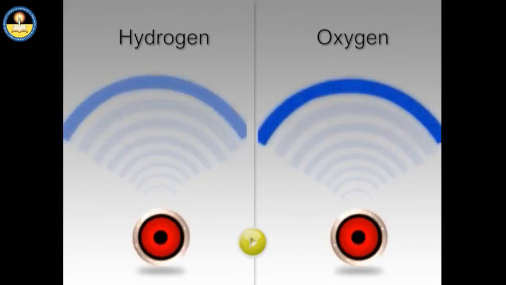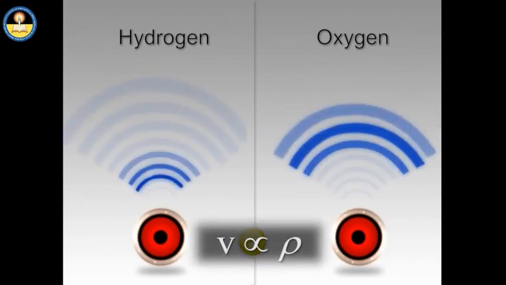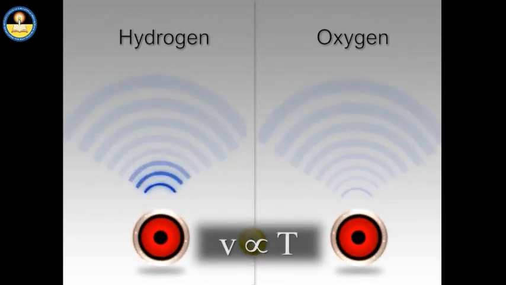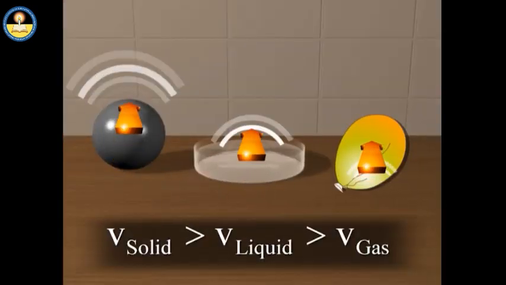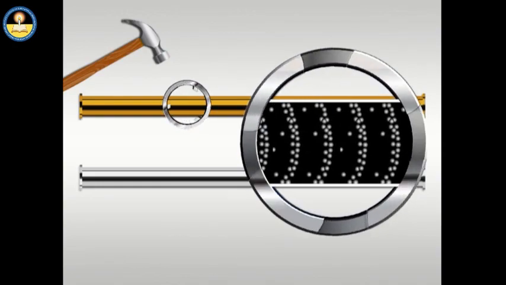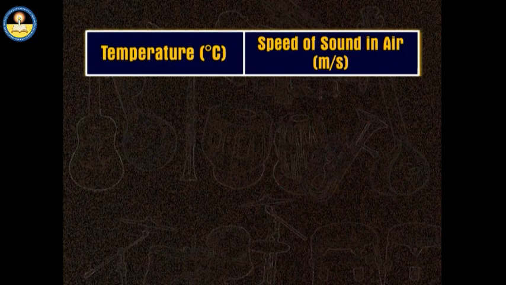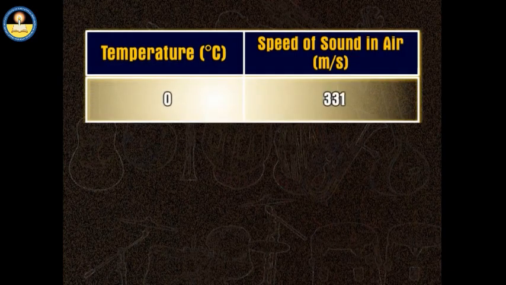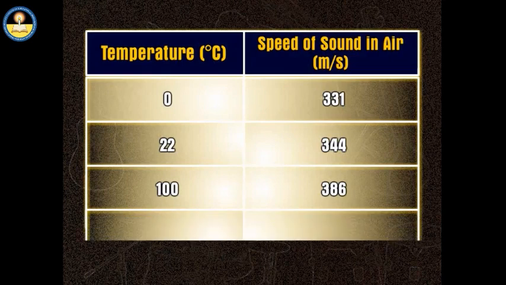In general, the speed of sound depends on some properties such as density, pressure, and temperature of the medium. It has been observed that the speed of sound decreases when we go from solid to gaseous state. In any medium, as we increase the temperature, the speed of sound also increases. For example, the speed of sound in air is 331 meters per second at 0 degrees Celsius, 344 meters per second at 22 degrees Celsius.